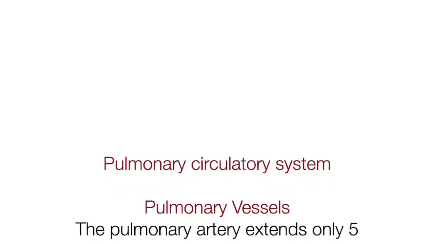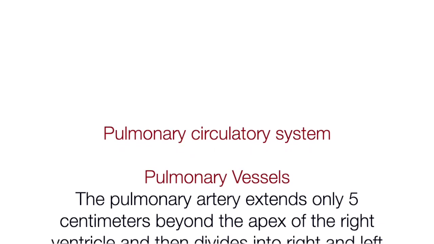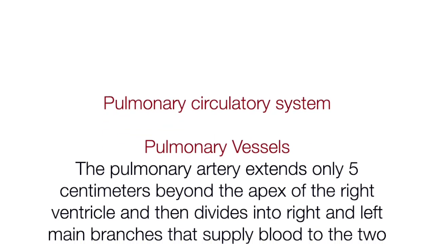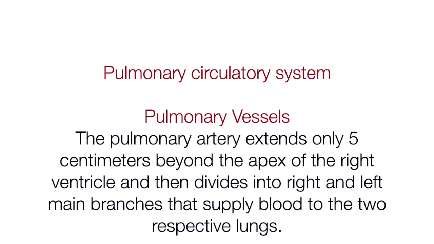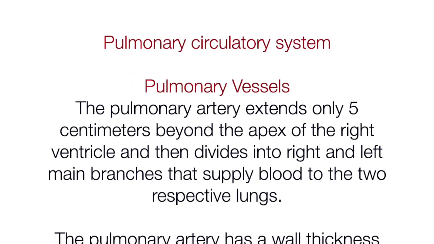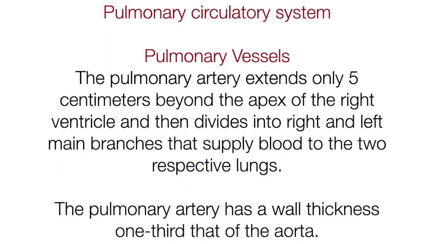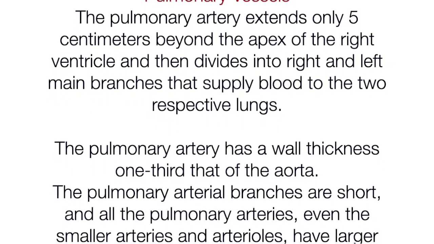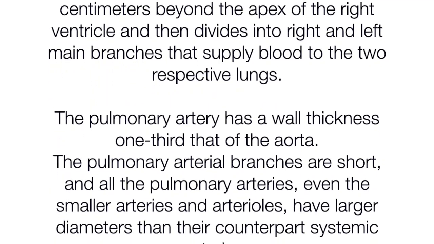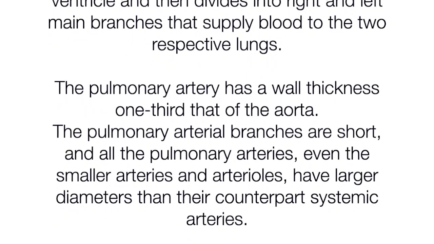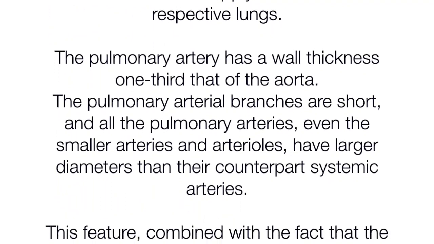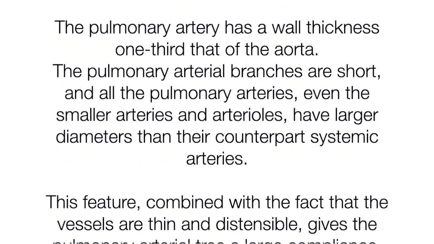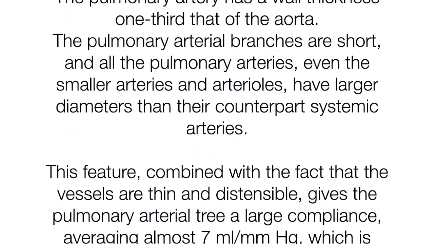Pulmonary circulatory system. Pulmonary vessels. The pulmonary artery extends only 5 centimeters beyond the apex of the right ventricle and then divides into right and left main branches that supply blood to the two respective lungs. The pulmonary artery has a wall thickness 1/3 that of the aorta. The pulmonary arterial branches are short, and all the pulmonary arteries, even the smaller arteries and arterioles, have larger diameters than their counterpart of systemic arteries.